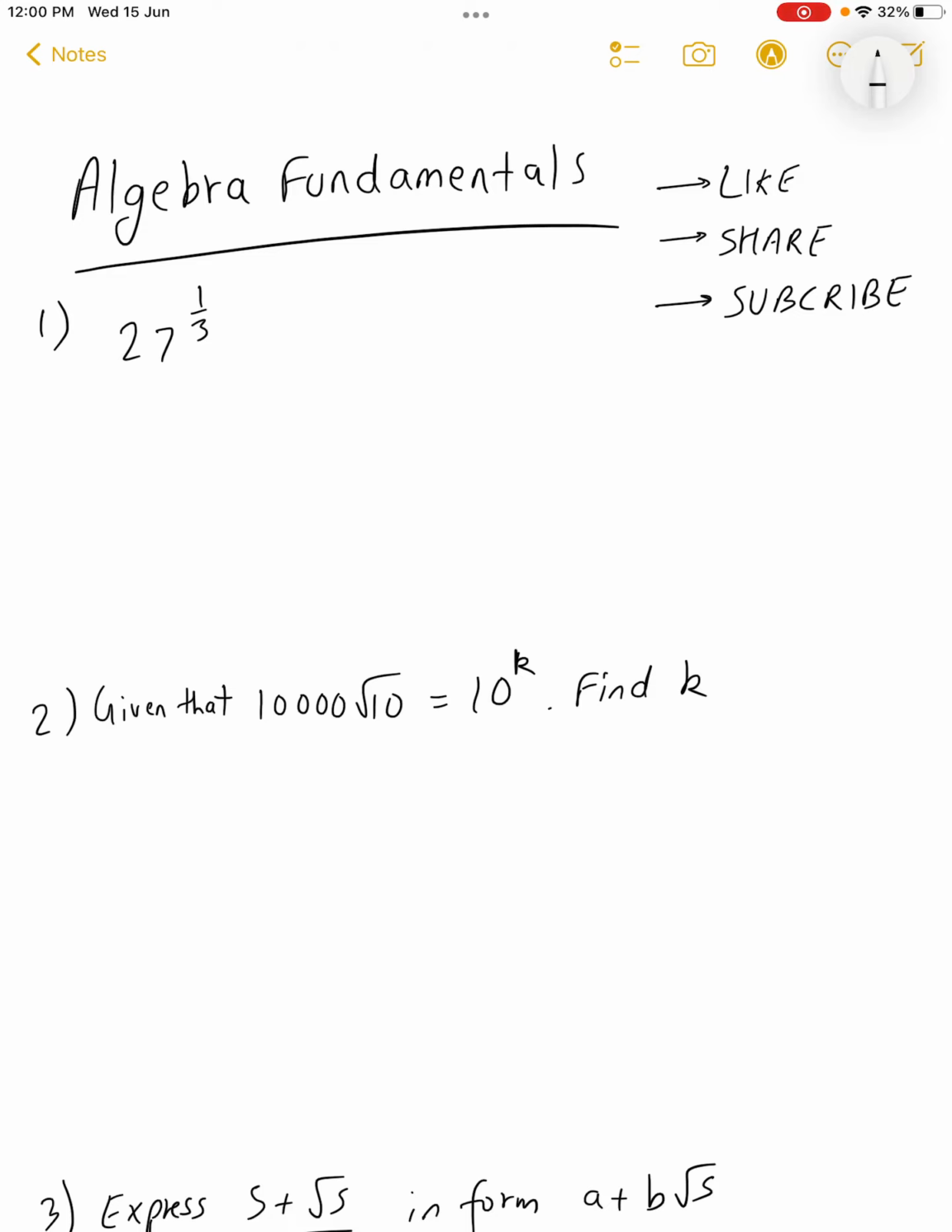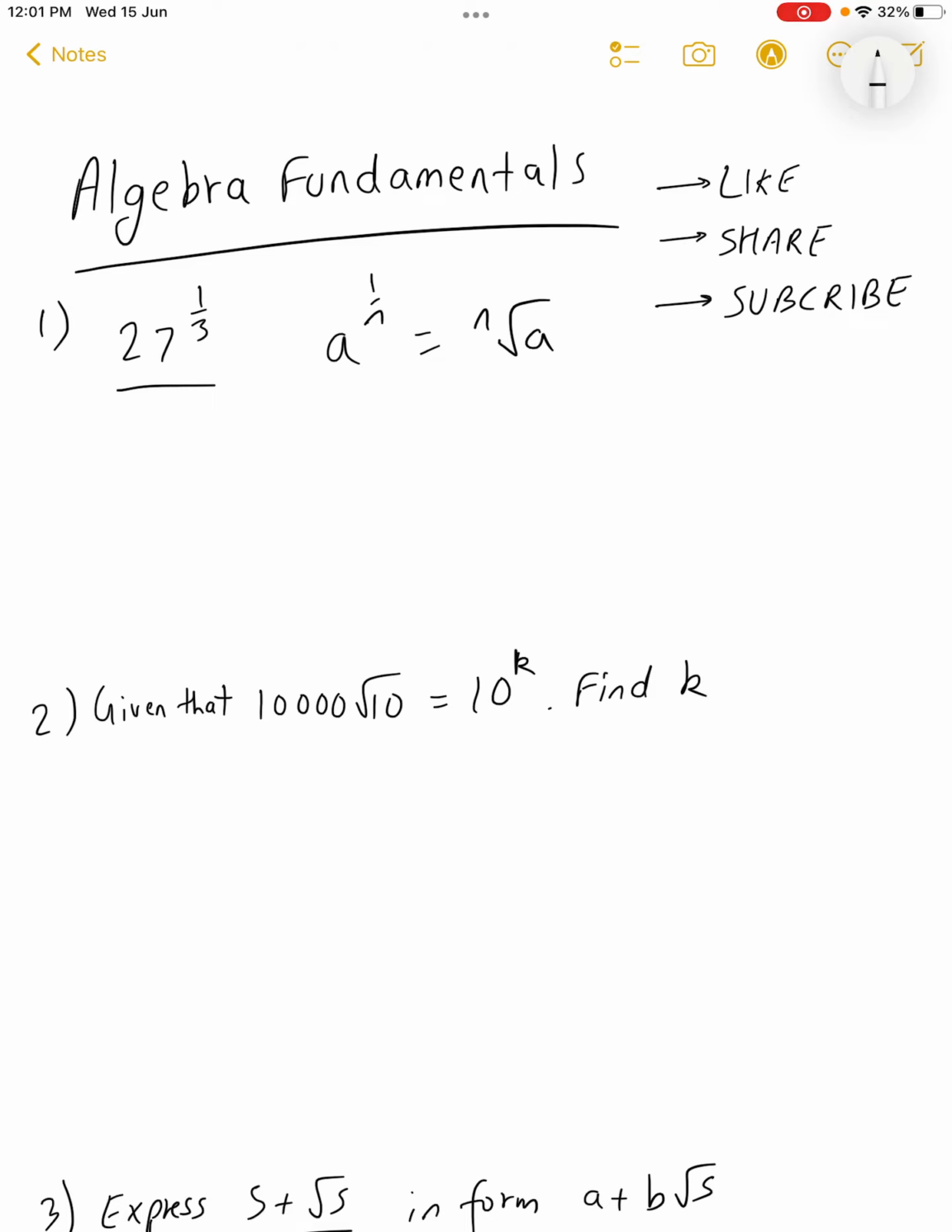So this involves the laws of indices. You must have a strong basis on the laws of indices. For the first question, if you have a number that is raised to the power of 1 by 3, I would like you to remember this rule: a to the power 1 by n is the nth root of a.